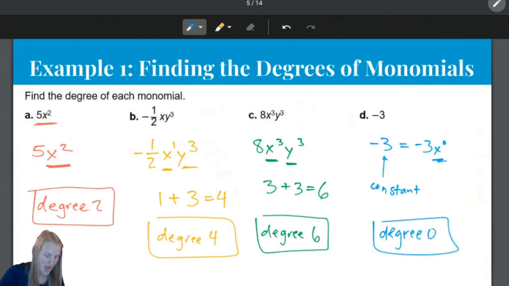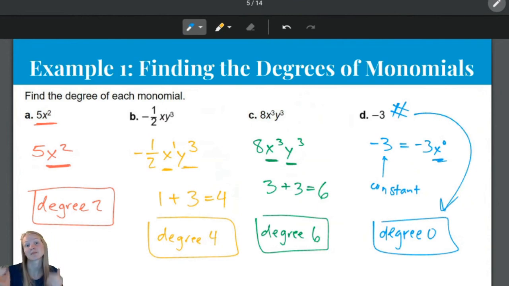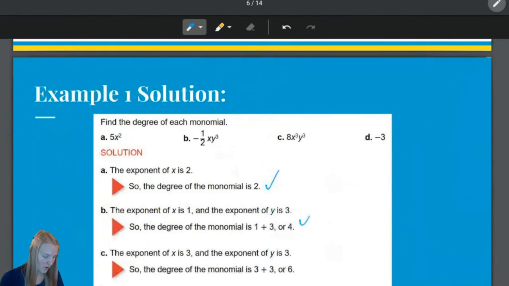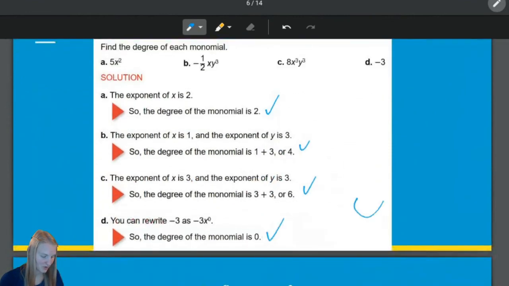0. And if this part confuses you, thinking about, wait, a constant number has a variable with the 0, all you need to remember is that if it's a constant term, if you just have a number, it's degree 0. That's all you need to remember. Okay, so there you have it. Our first example, finding the degree of monomials. We had 2, we had 4, we had 6, and we had 0. So yay!